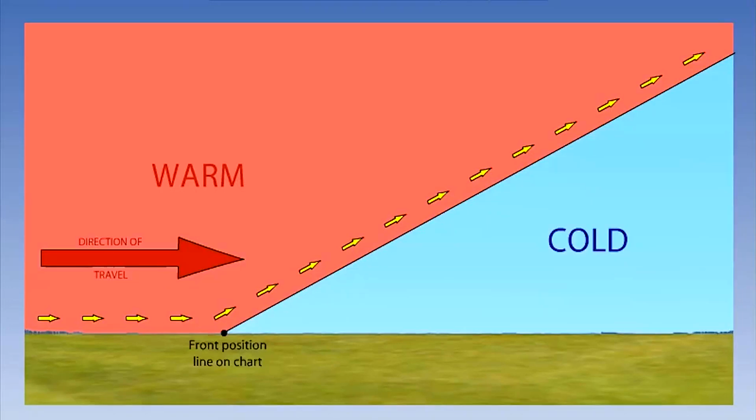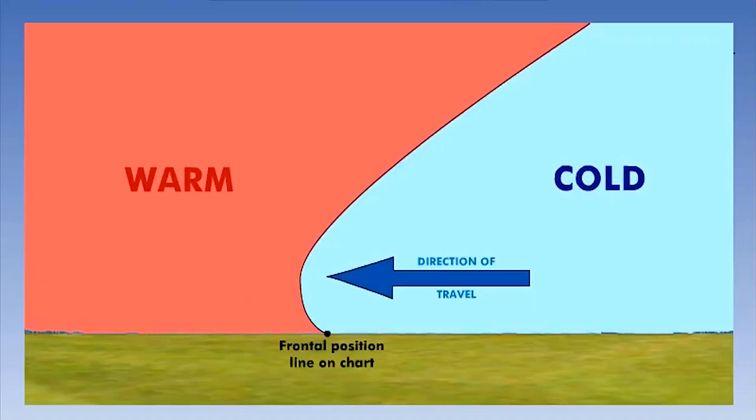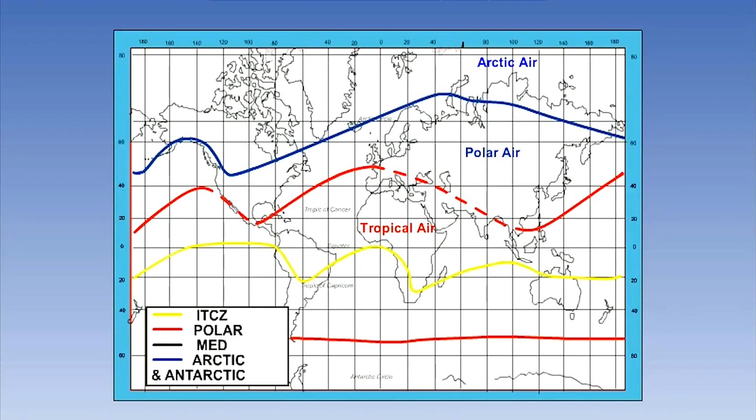Fronts are called warm or cold, depending on whether warm or cold air is spreading across an area behind the particular frontal boundary. For example, this is a warm front moving from left to right. If the front changes direction for any reason, which on occasion does happen, it becomes a cold front.